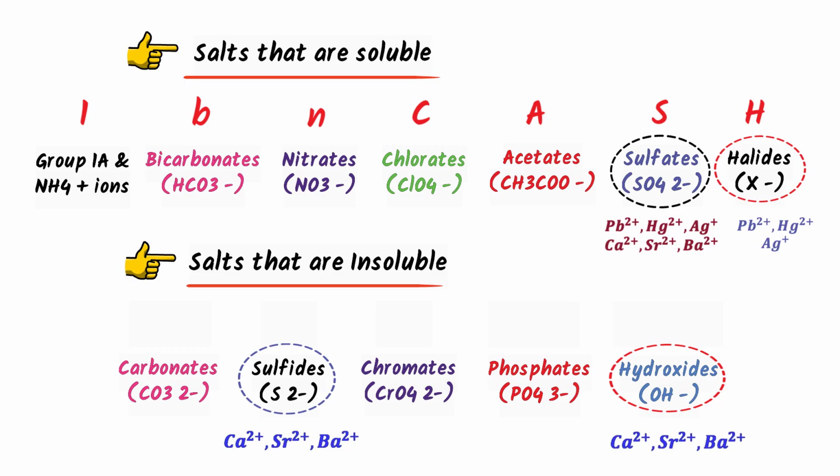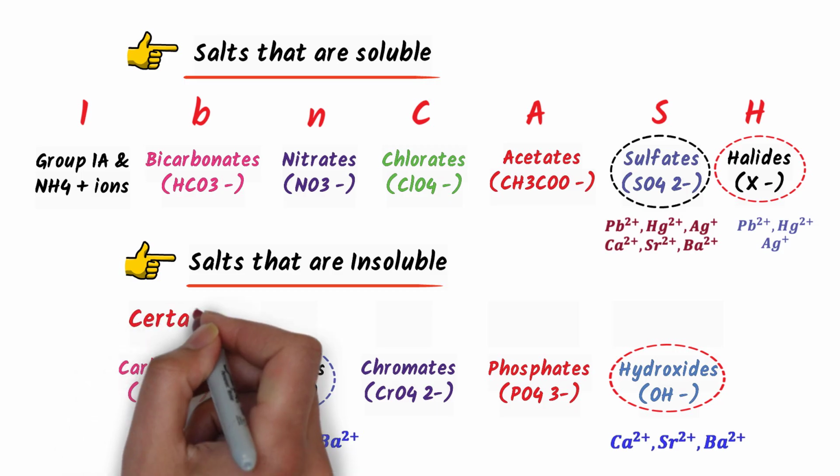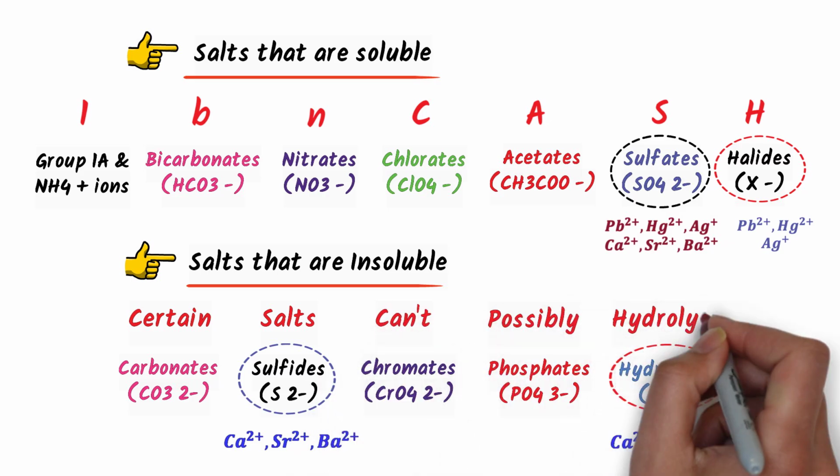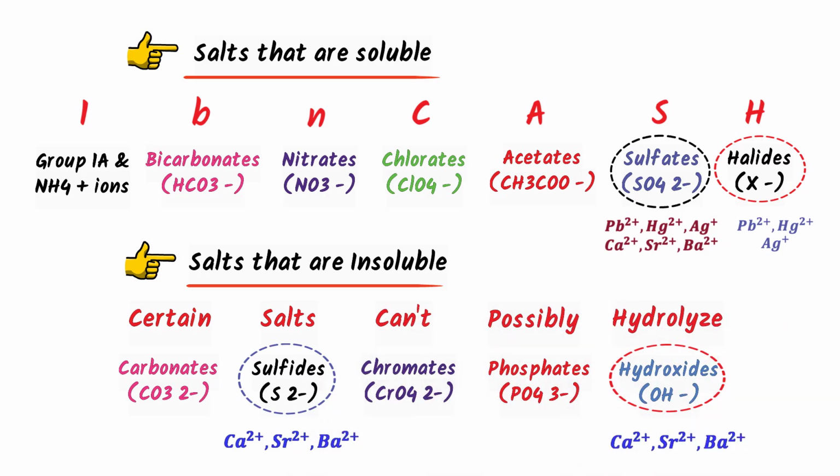To remember these insoluble salts, we have a mnemonic, that is "certain salts can't possibly hydrolyze". The first letter, that is C in certain, corresponds to carbonates, S for sulfides, C of can't for chromates, P of possibly corresponds to phosphates, and H of hydrolyze corresponds to hydroxides.